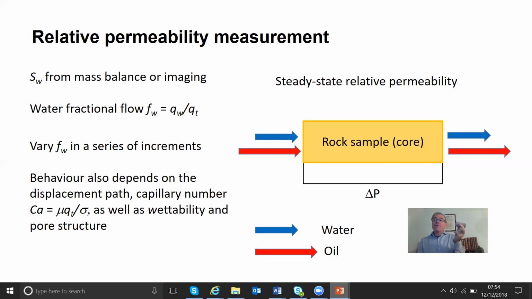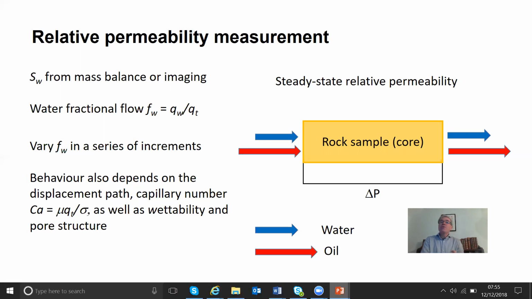And then what we're going to do is inject two phases. One method of doing this is the so-called steady state relative permeability. I'm going to inject both oil and water through the core. And I do this for quite some time until one assumes that we just have the same amount going in as out, and within the core, a constant saturation.